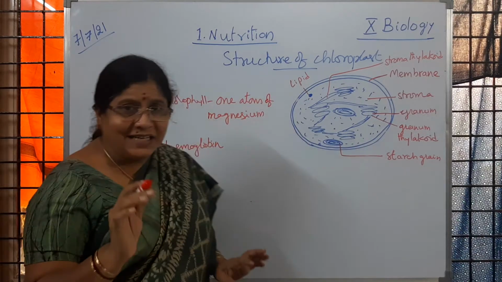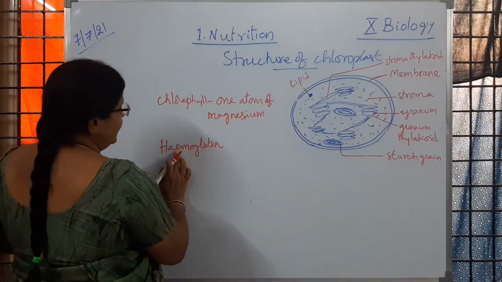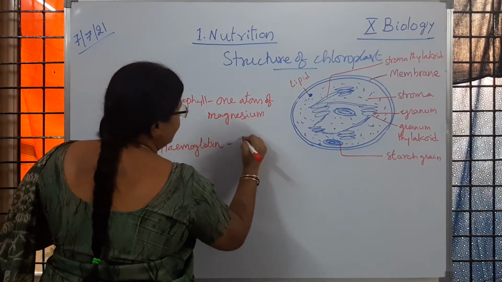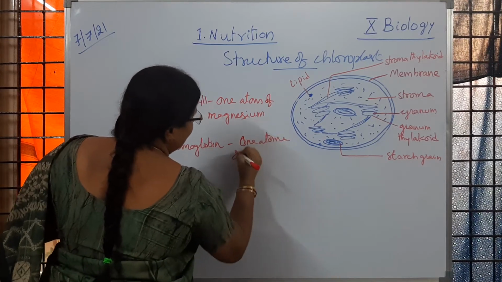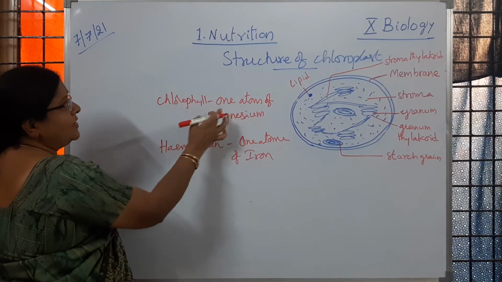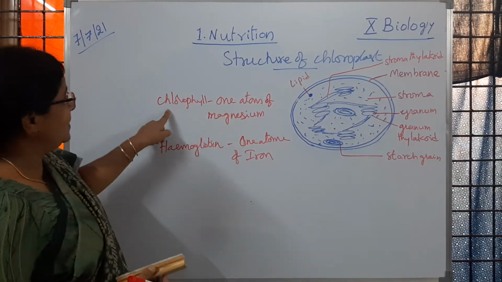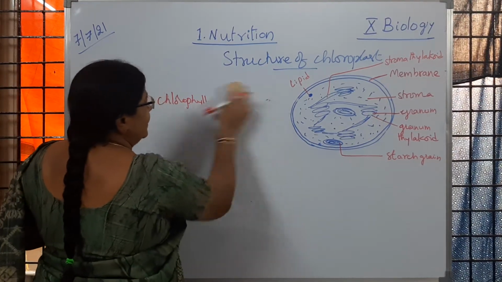So now let us recall the functions of these two, chlorophyll and hemoglobin. Hemoglobin contains one atom of iron. Chlorophyll has one atom of magnesium. So what are the differences between chlorophyll and hemoglobin? Let us just learn once.